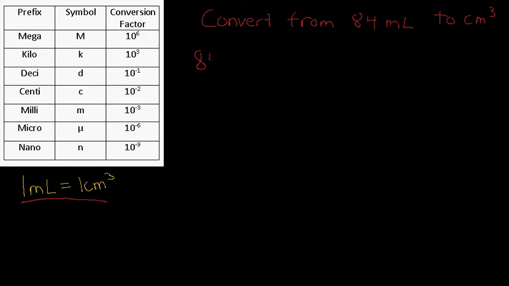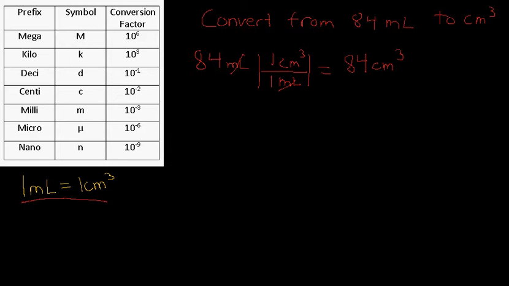So if I'm converting from 84 milliliters to cubic centimeters, I can put milliliters on the bottom because that's what I want to cancel, and I can put cubic centimeters on the top because that's what I'm trying to get to. Since they're equal, 1 cubic centimeter is the same thing as 1 milliliter. So these milliliters cross out, and you're left with 84 cubic centimeters. Pretty straightforward, but let's say they give us something a little bit more complicated.